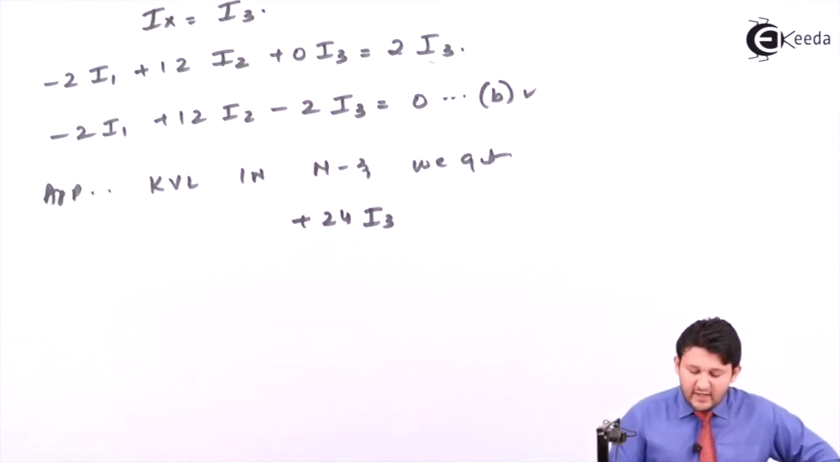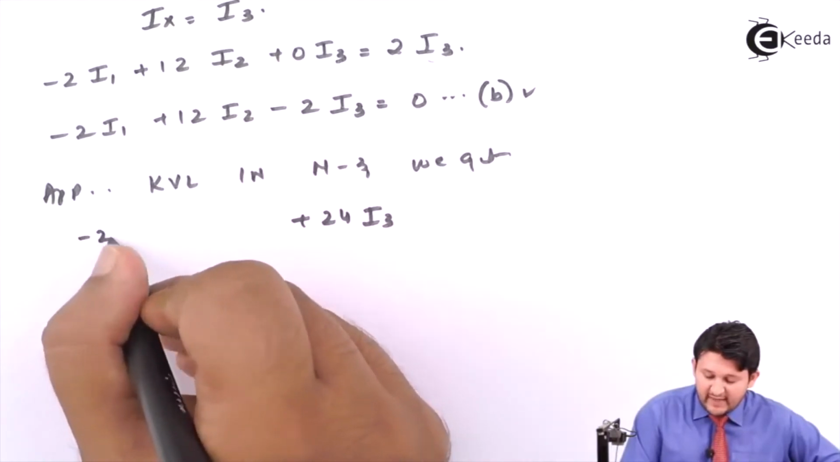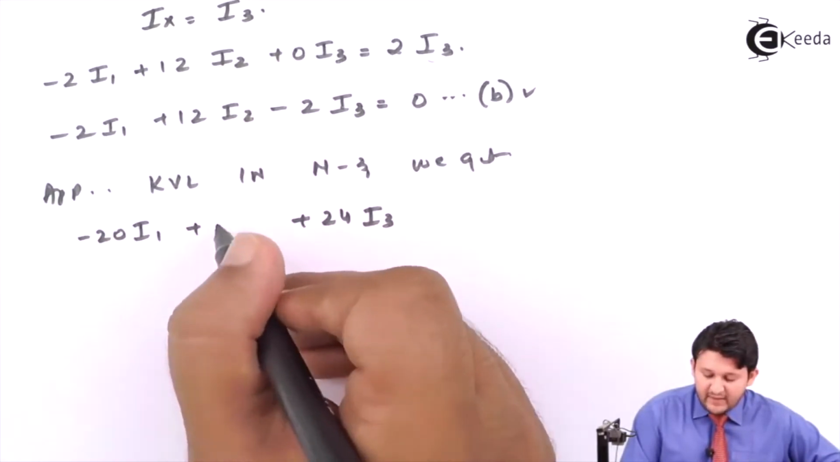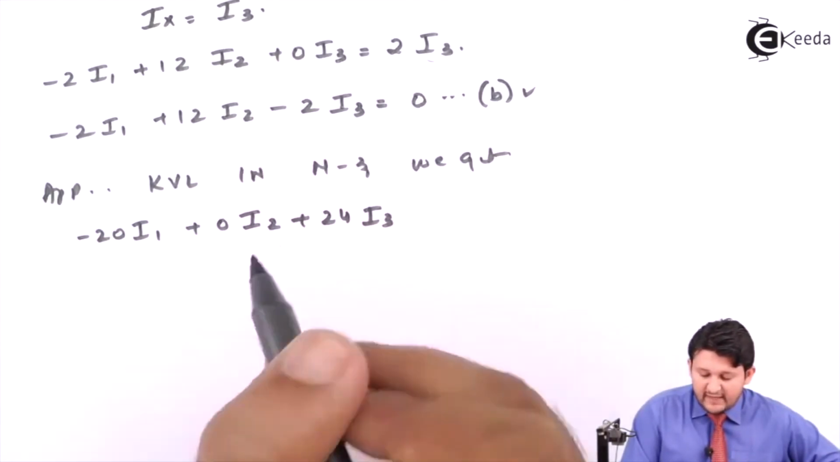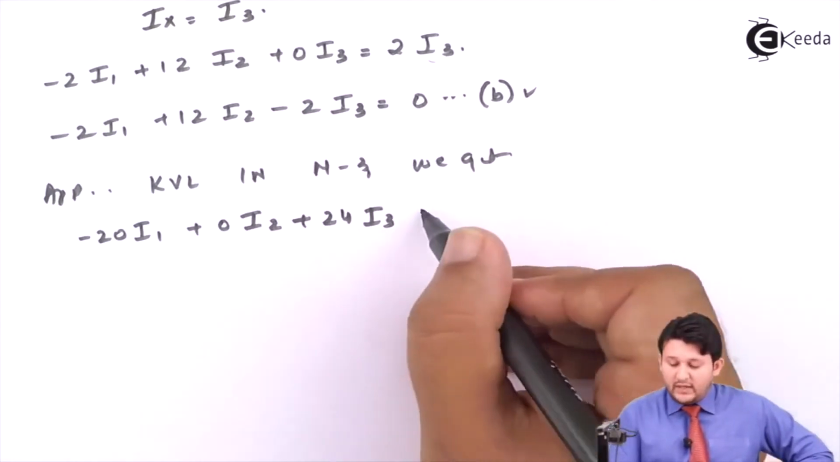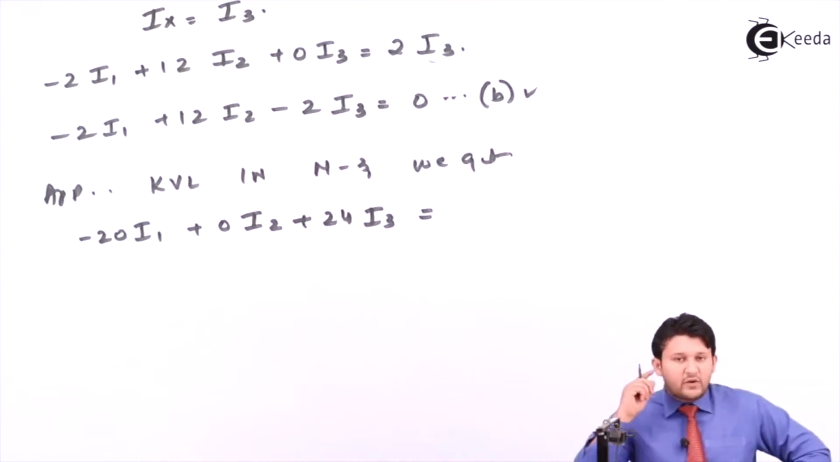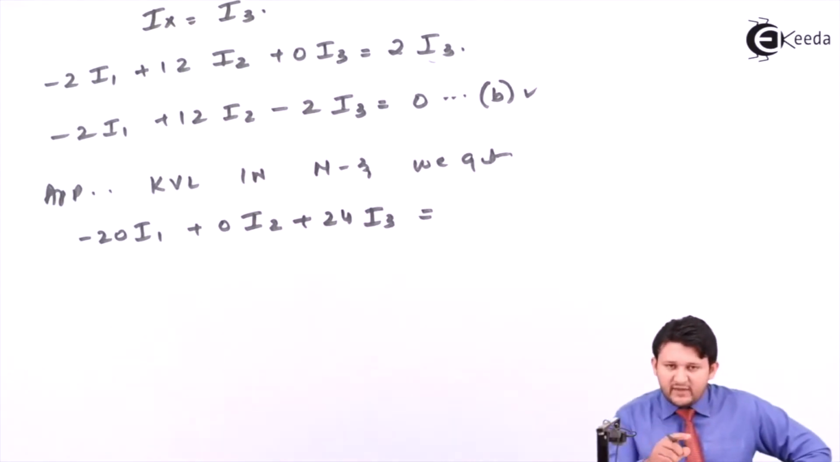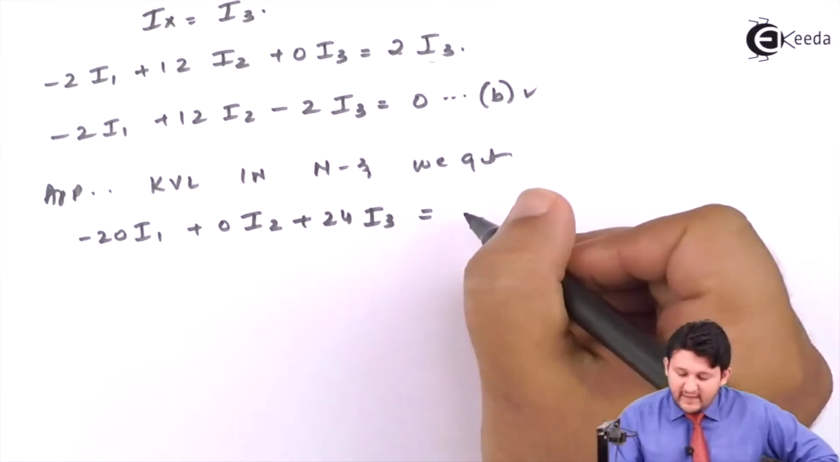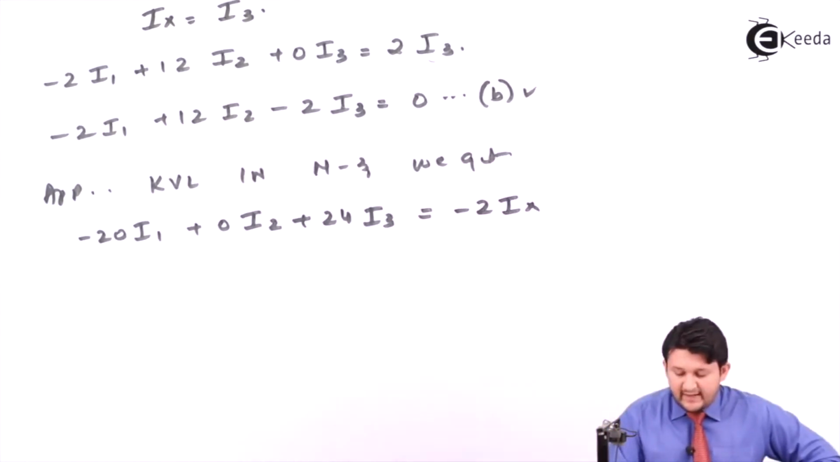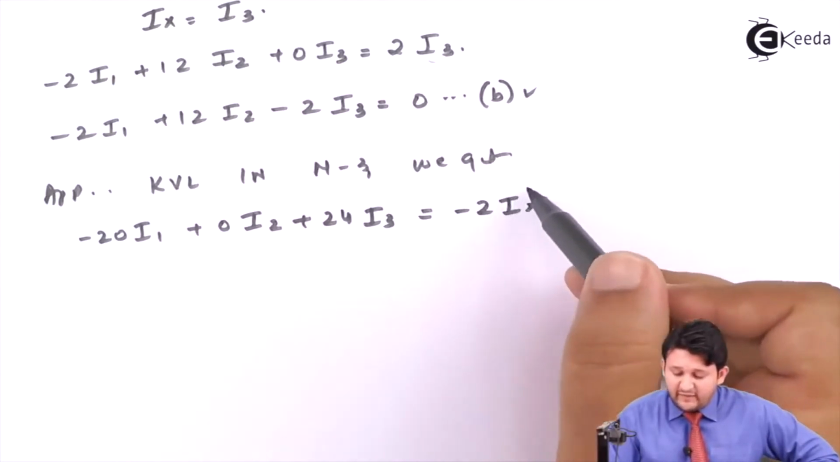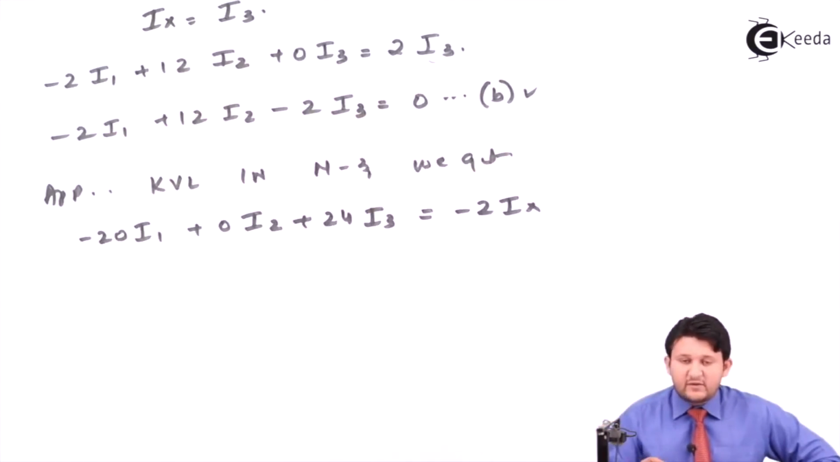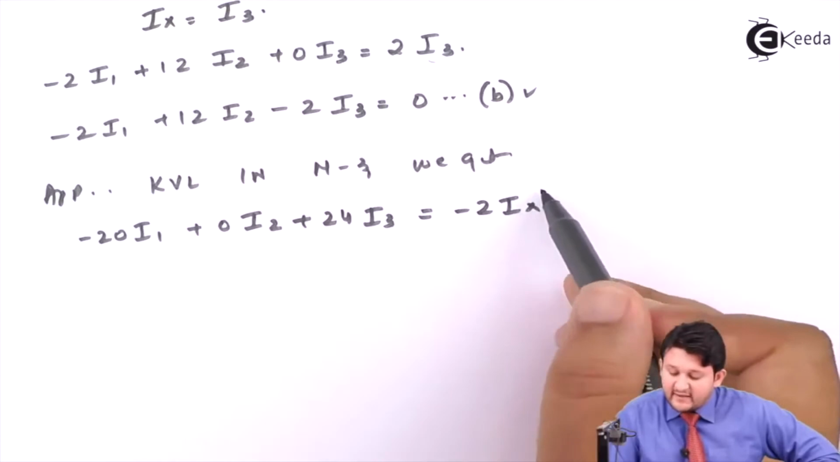In 20 ohms, I1 is flowing, so you'll be writing minus 20 I1. I2 is not flowing, so you'll be writing 0 I2 equal to, my dear friend, after the equal to, you'll be getting the voltage source. You'll be having one voltage source. If you observe the current properly, the current I3 is entering into positive, so you'll be getting minus 2 I. Already, my dear friend, you have found the value for Ix. Ix is nothing but equal to I3. Put the value of I3 over here.